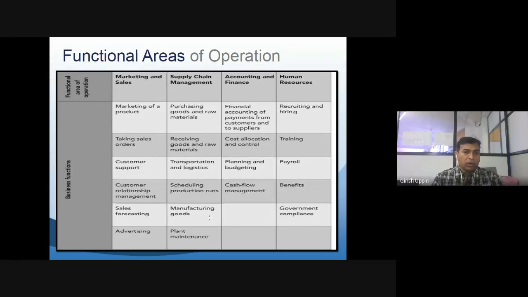Manufacturing of the goods, right? Once you have the scheduling plan, according to that they will run that scheduling plan, and the production will start, manufacturing will happen. And plant maintenance. Plant maintenance involves maintaining all the machineries, making sure that they are in a good condition, which will not hamper the production. So that is plant maintenance.